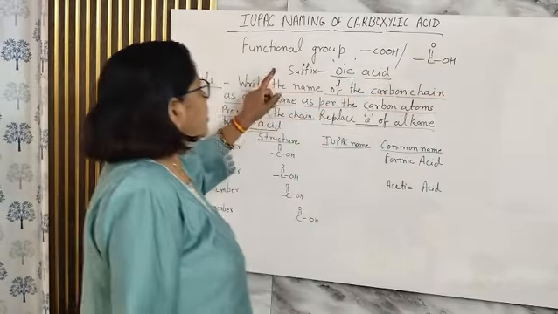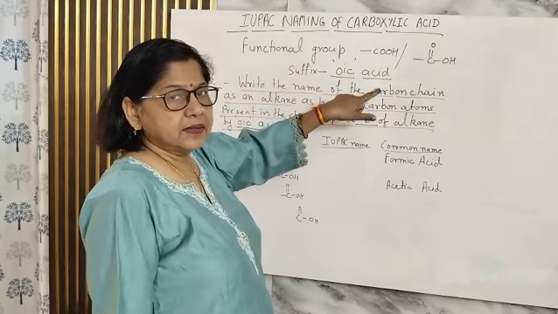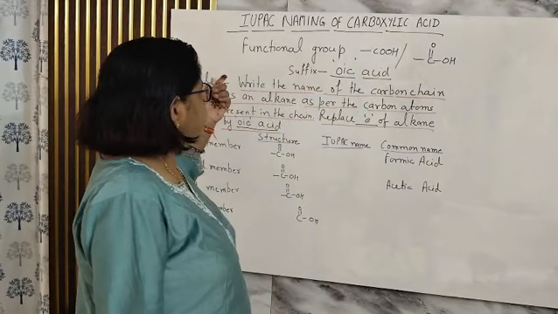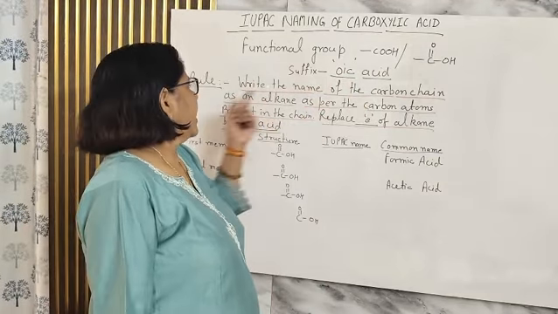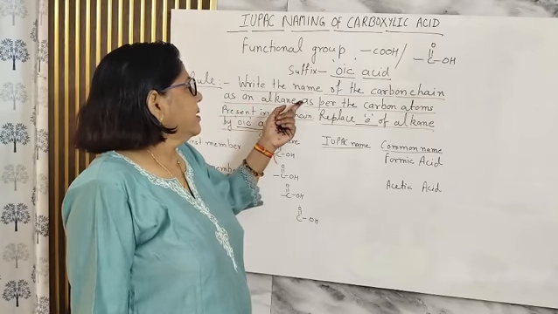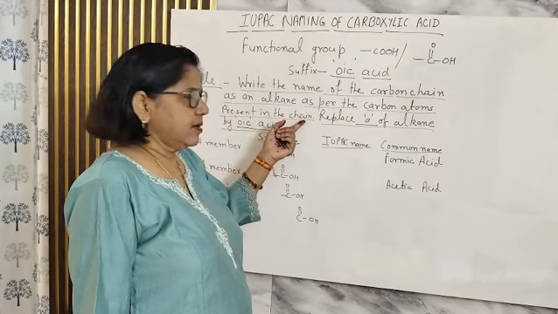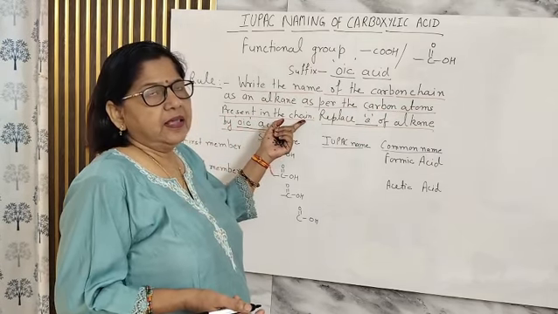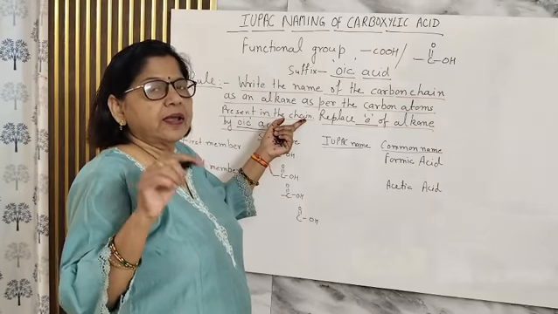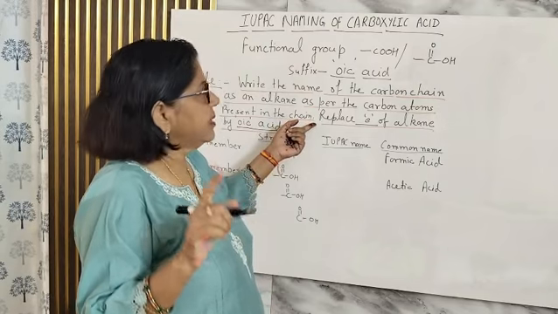Okay. Now, what is the suffix? Suffix is oic acid. So what is the rule? The rule says to write the name of the carbon chain as an alkane as per the carbon atoms present in the chain. As many carbons are present in the carbon chain, according to that you have to write down its name as an alkane first of all.